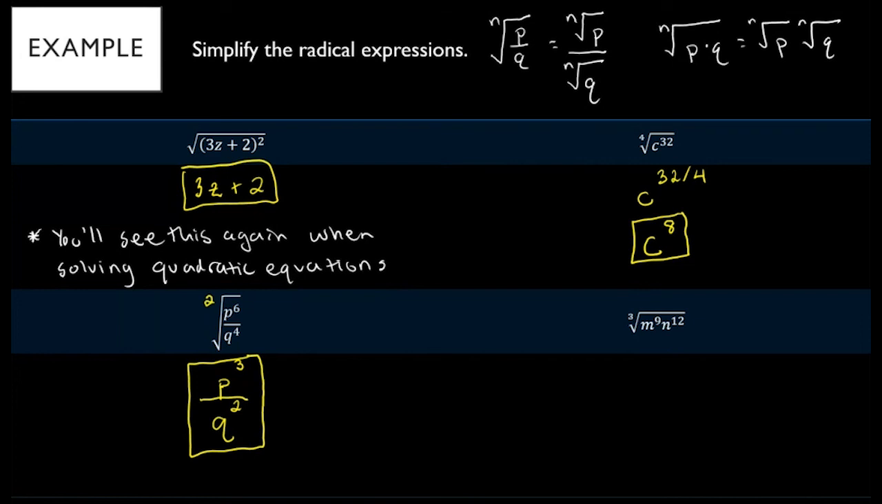Then on the right, these are things that are multiplied, and I don't usually separate them out. I just divide my exponents. So we've got the cubed root, which means we're going to be dividing them by 3.